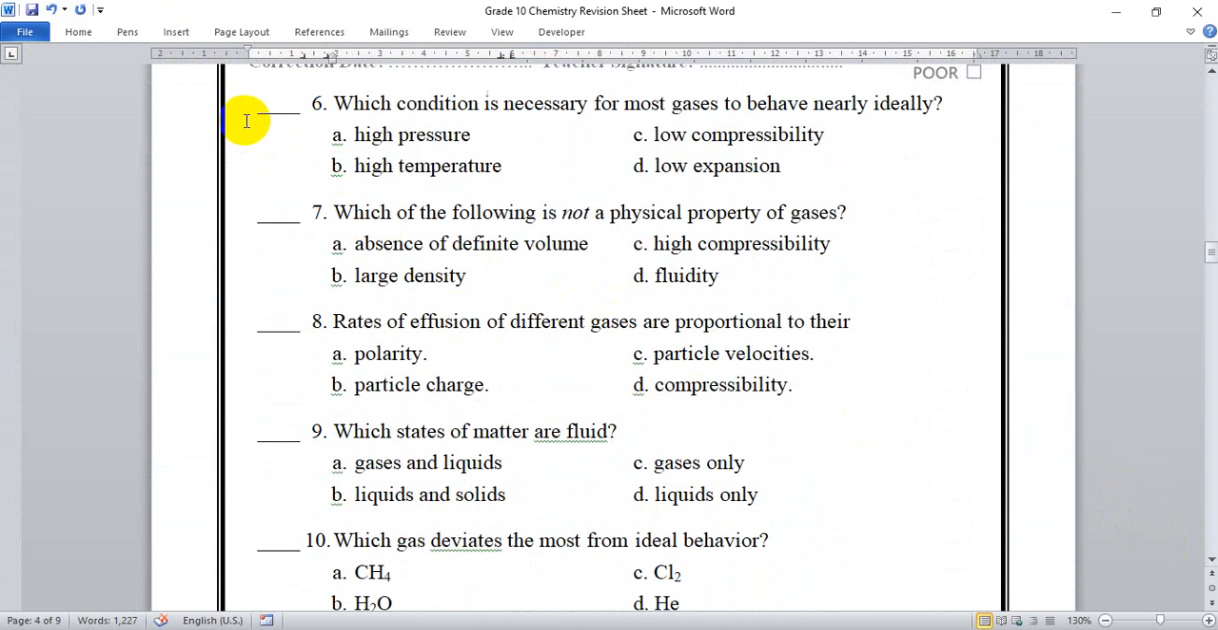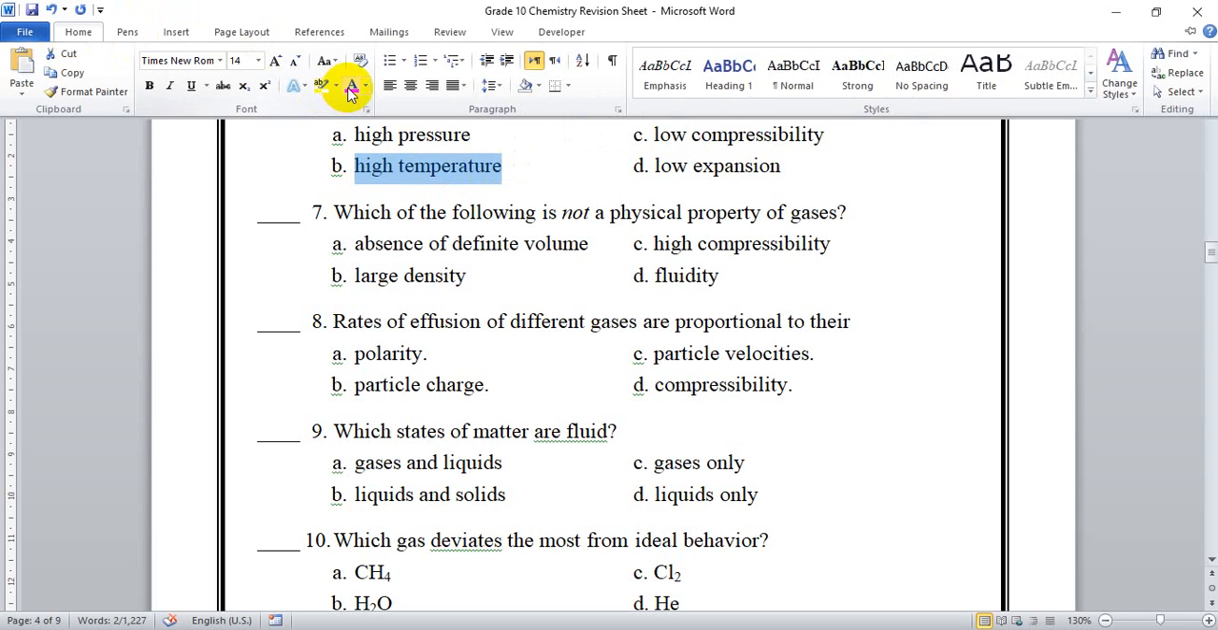Number 6. Which condition is necessary for most gases to behave nearly ideally? High temperature, high pressure, high temperature, low compressibility, low expansion. For most gases to behave nearly ideally, it has to have higher temperature.